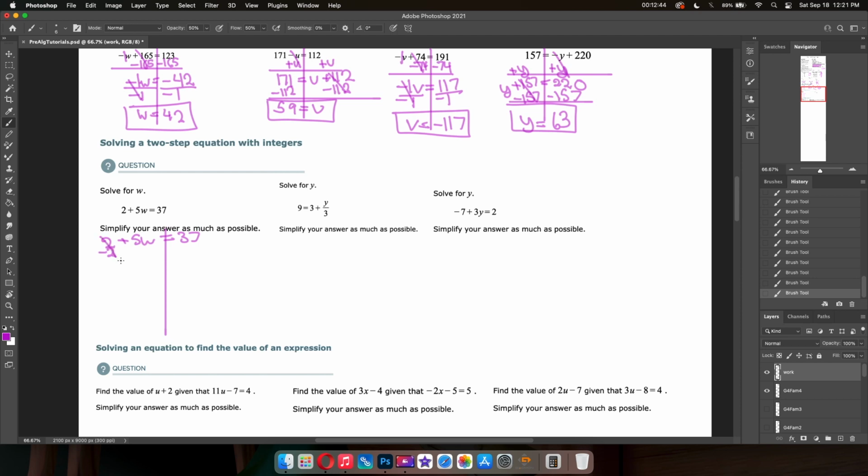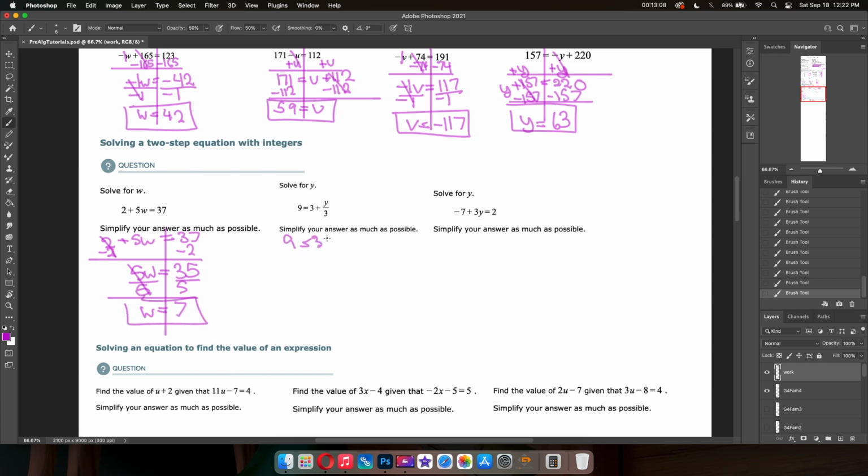Minus 2, because that's the addition. Minus 2, and you undo the addition. 5w drops down because it's chill. 37 minus 2 is 35. Now, 5w is multiplication. I undo multiplication with division. Undo with division. W equals 7. And there's my final answer.